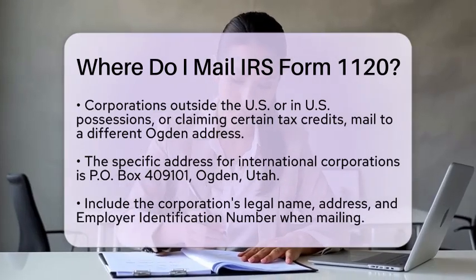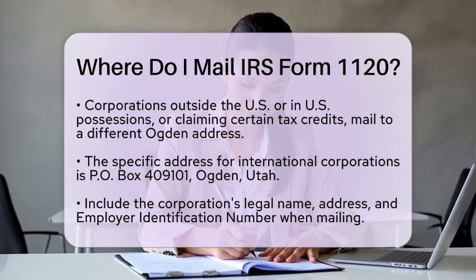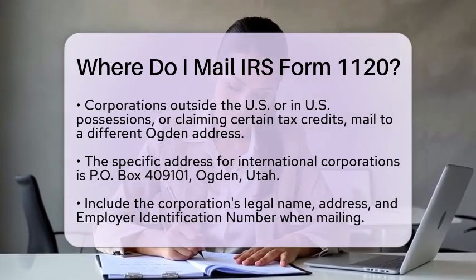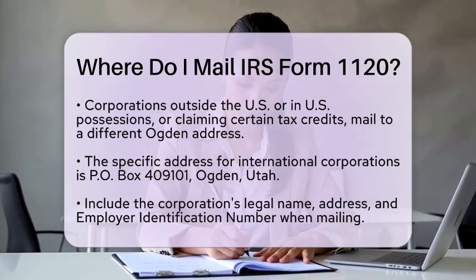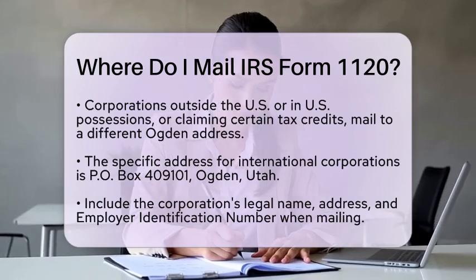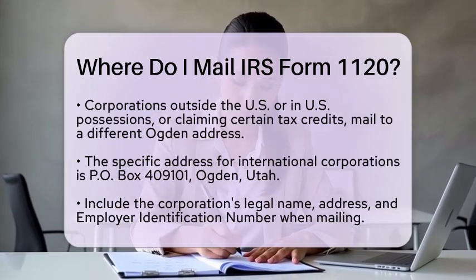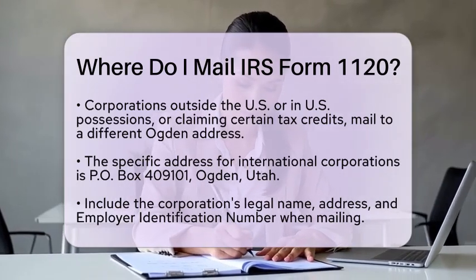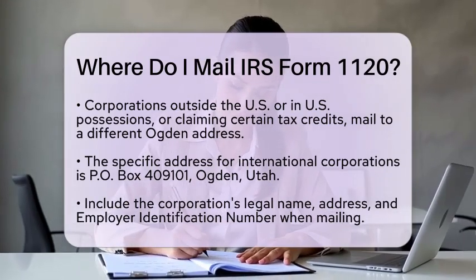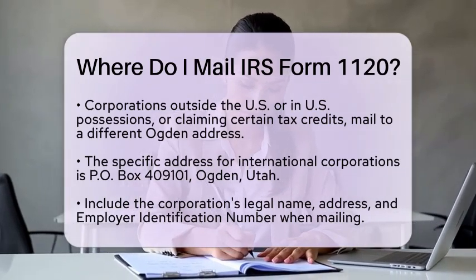If your corporation is located outside the United States or in a U.S. possession, or if you are claiming certain tax credits, you will mail your return to the Internal Revenue Service, P.O. Box 409-101, Ogden, Utah, zip code 84409.